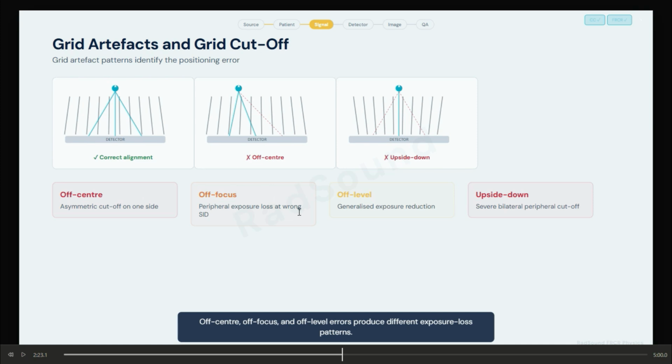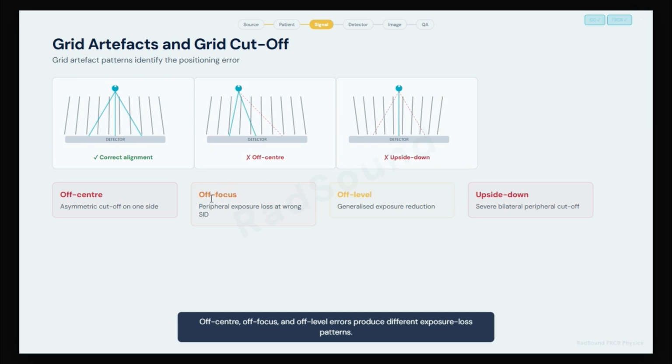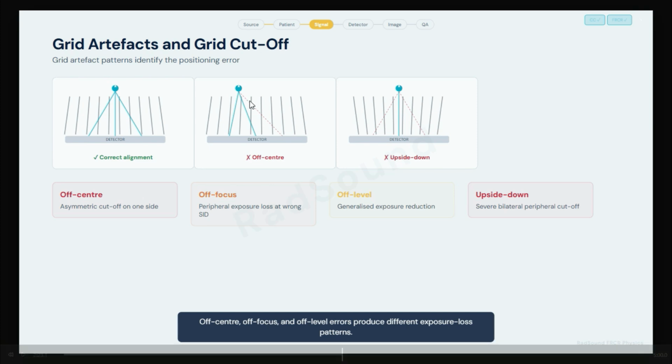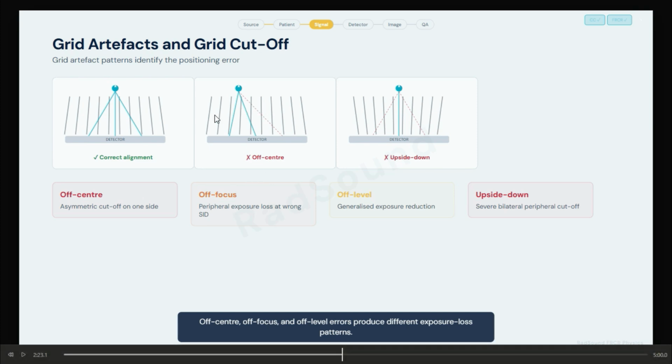What about off-focus grid? In an off-focus grid error, the peripheral part is lost, so the peripheral exposure becomes lost. Why? Because the source to image distance is outside the focal range of the focused grid. So the central part will have adequate exposure, but the edges will become underexposed. Why? Because the beam coming in will be absorbed by the grid lead and will not reach the peripheral part.